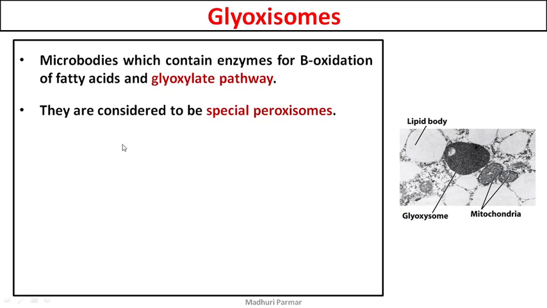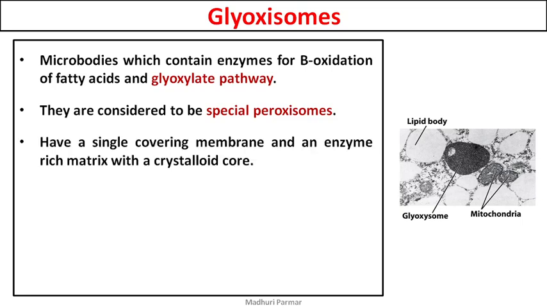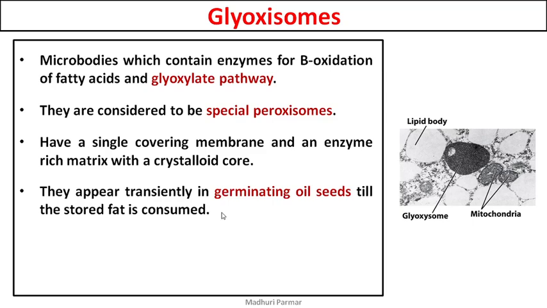They are considered to be special peroxisomes. They are very much similar to peroxisomes. The only difference is they perform this glyoxylate pathway, and they are seen only for a transient period. They have a single covering membrane and an enzyme-rich matrix which has a crystalloid core, same as peroxisome. This is how a glyoxysome will look. They appear transiently in germinating oil seeds.